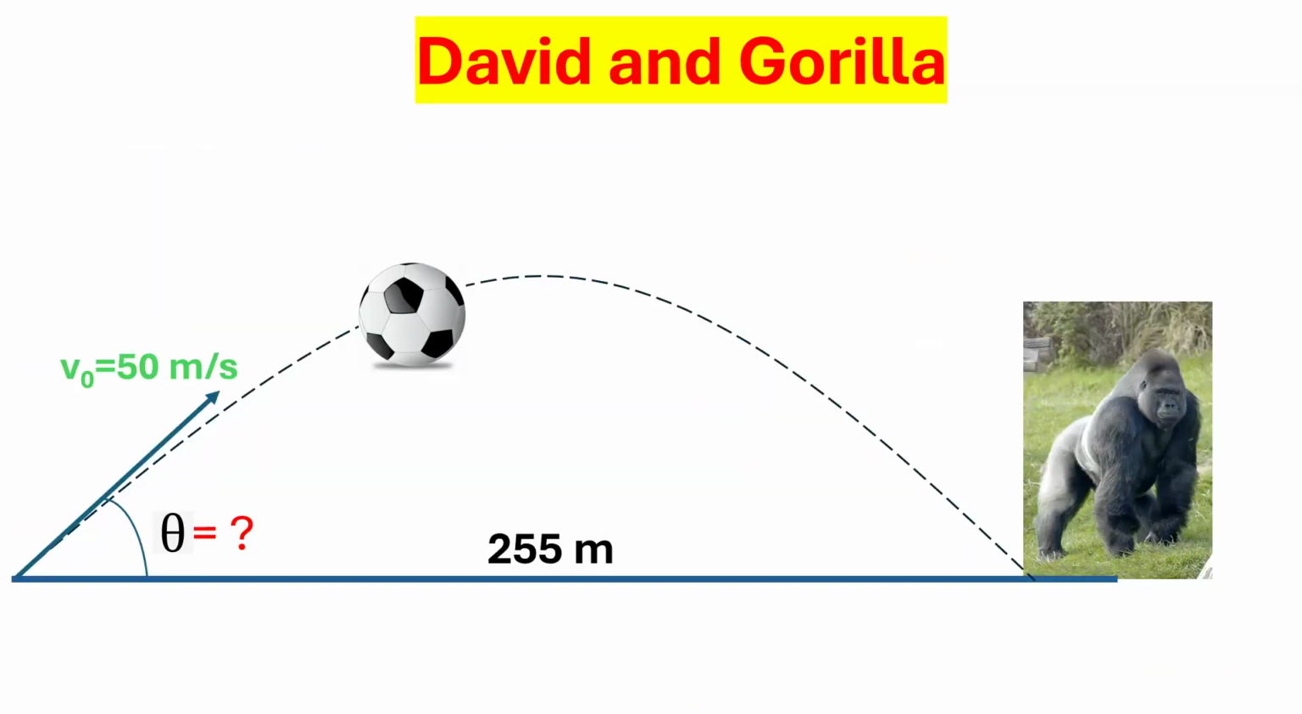However, the problem is the gorilla was standing at 255 meters away from David, and our young man could throw the ball at the maximum speed of 50 meters per second. Now the question is, at which angle theta should David throw the ball so that it would hit the monster and scare him away? I'm gonna give you 20 minutes to help David find the answer and save his village. After that, we would come back to the classroom to check the answer together.